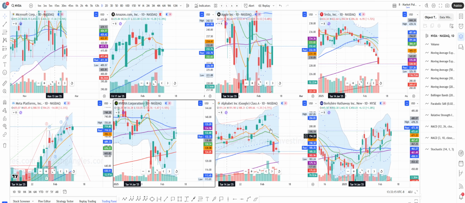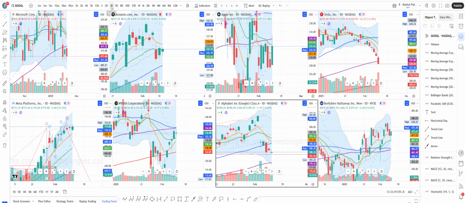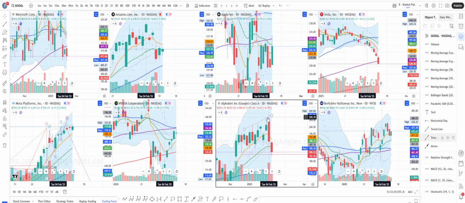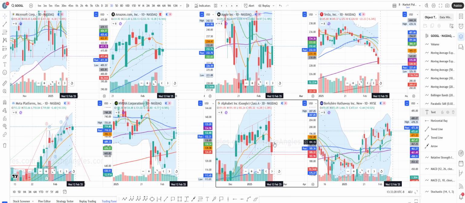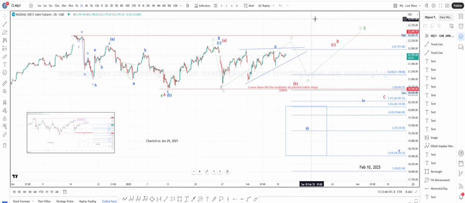So far it's neutral. And Google, speaking about Google, the daily candle is neutral, but the 3-day formation is clearly bearish. We have a very strong bearish engulfing, and we have a confirmation of this bearish engulfing. So Google is set to decline. All right, so now let's move on to Elliott Wave charts, and let's talk about Nasdaq.